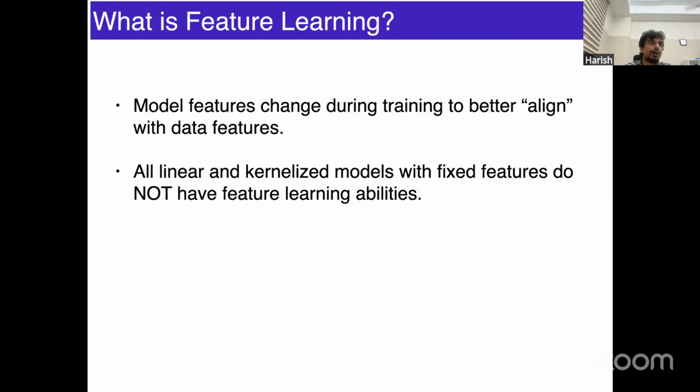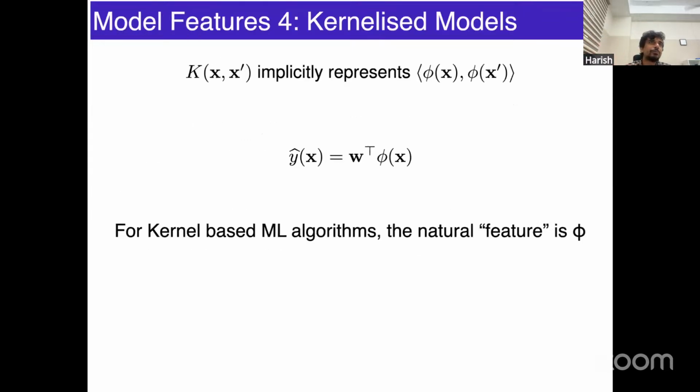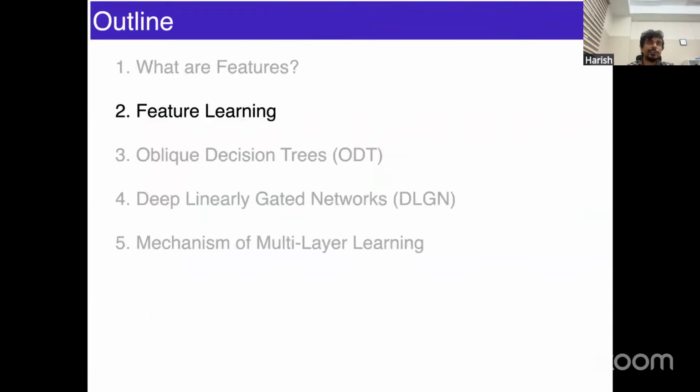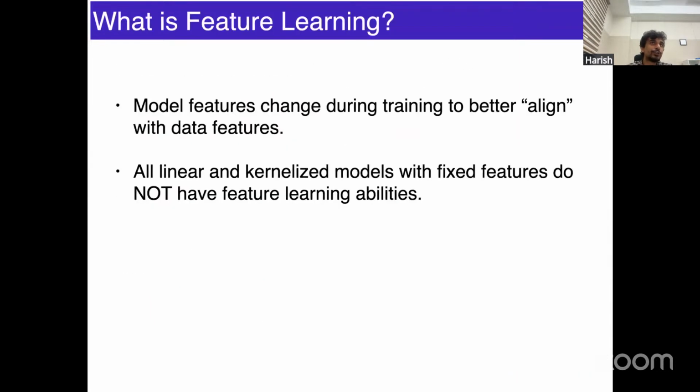Which means all of your linear and kernel models, where as you train and your parameters change, the features don't change. Take kernelized models, where your natural feature is just phi, or for example the linear model, where the model feature is always x. It doesn't matter what your parameters are, the model features remain the same. So in this case, by definition, your model features are not changing. Because your model features are not changing, feature learning cannot happen. So that's the definition of it.